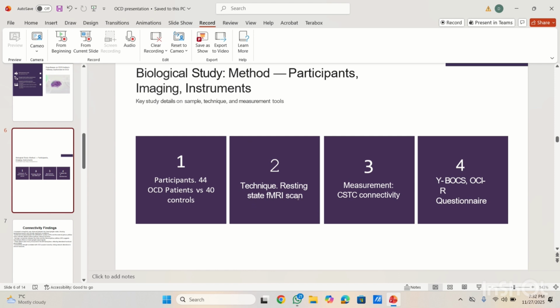So this is the research design for article 1. This study included 44 adults diagnosed with OCD and 40 healthy controls. All participants underwent a resting state fMRI scan, meaning they were in the scanner without performing any task. And the researchers measured OCD symptoms using standardized tools like the Y-BOCS and the OCI-R questionnaire, where Y-BOCS stands for the Yale-Brown Obsessive Compulsive Scale. Basically, it's a clinical interview scale used by psychologists and psychiatrists to measure OCD symptoms and their severity. Whereas the OCI-R is the Obsessive Compulsive Inventory Revised, a self-report questionnaire used to measure OCD symptoms in research and non-clinical samples.